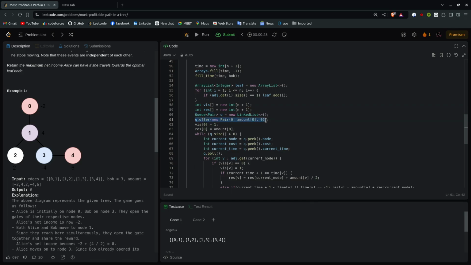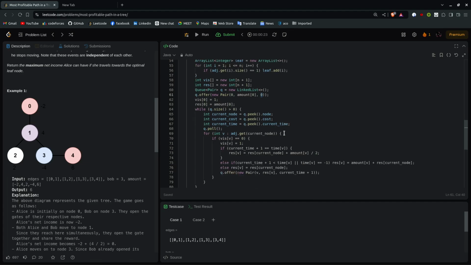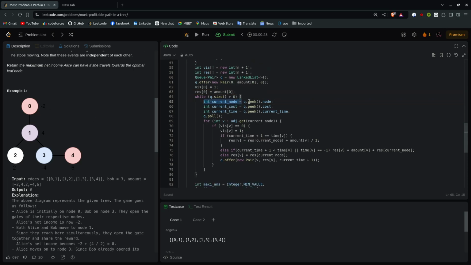We have a queue. We'll insert 0 as the node number, the current amount, and the current time he is at. So initially I am at the root node, which is 0, and the amount at the root node is amount of 0, and currently at time 0, and we mark visited as 1, and the resultant of 0 is amount of 0. The maximum amount that Alice can gain being at 0 is the amount at 0, right? And then currently we have the current node, current cost, and the current time.